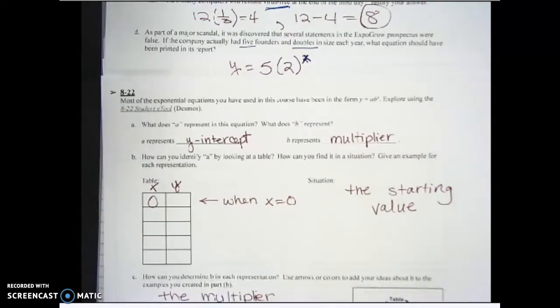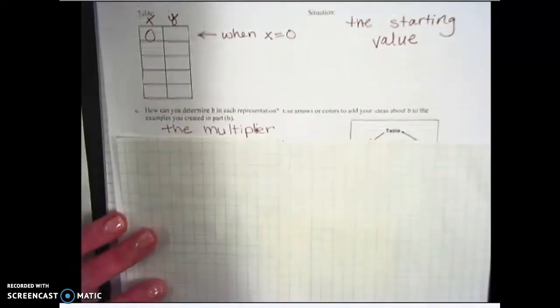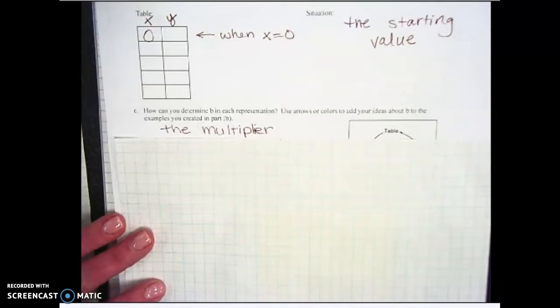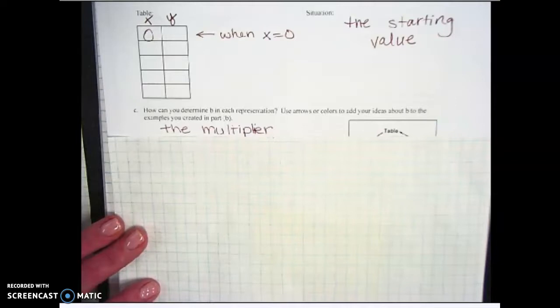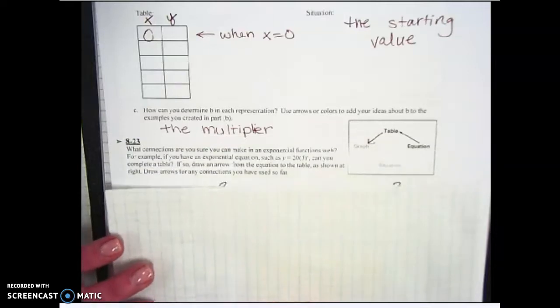Okay? Part C says, how can you determine the B in each representation? And then you're going to use arrows or colors to add your ideas about B to the examples created in Part B. It's going to be your multiplier.